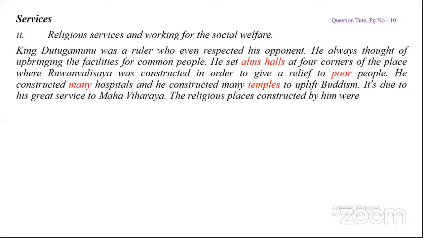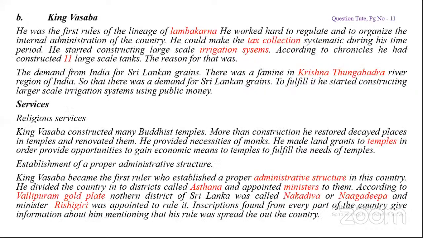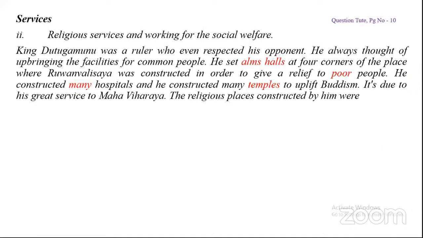King Dutugamunu was a ruler who even respected his opponents. He always worked for upbringing the facilities for common people. He set up alms halls at four corners of the place where Ruwanwelisaya was constructed in order to give relief to poor people. He constructed many hospitals and many temples to uplift Buddhism. It's due to his great service to Mahavihara.